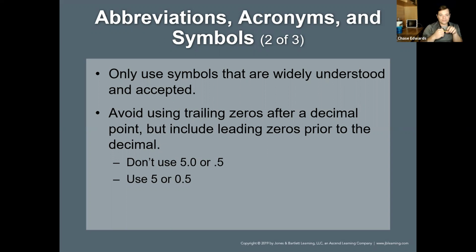That's bad, right? We avoid using trailing zeros after a decimal point, but include leading zeros prior to the decimal point. So we don't use 5.0 milligrams because that could be read by accident as 50 milligrams if they can't see the point very well. And then we do use 0.5 milligrams, not .5 milligrams, because that could be read as 5 milligrams instead of 0.5 milligrams. So make sure you put your zeros in the right spot.